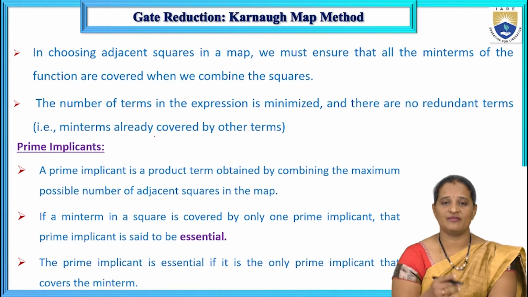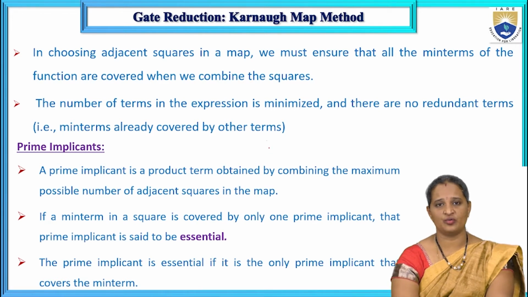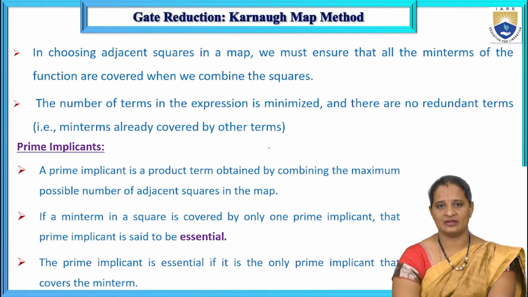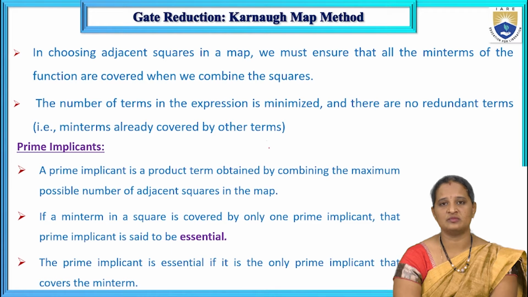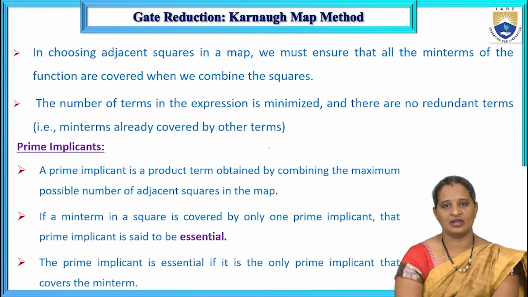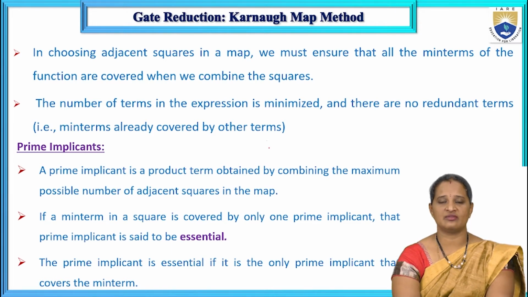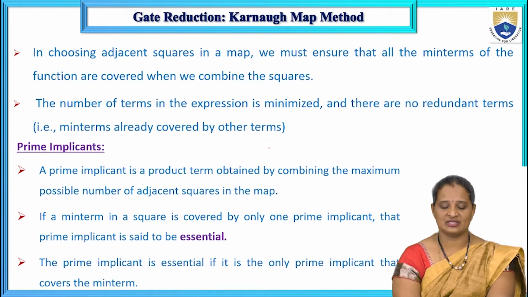So that means if a minterm is covered by a group, then it is not necessary to use it in another group. Such kind of grouping leads to redundancy. So we need to ensure that while grouping, there are no redundant terms in the simplified Boolean expression. These are the things that we need to keep in mind whenever we are grouping the adjacent cells.